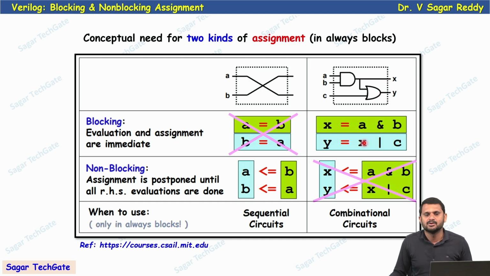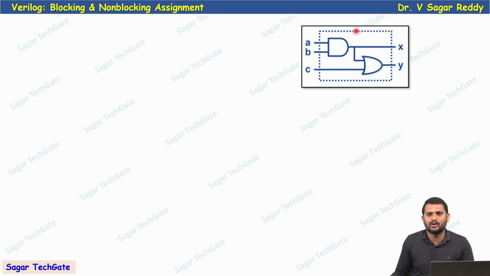So when should I use blocking and non-blocking? Now see, non-blocking is used for sequential circuits. Blocking statements are used for combinational circuits. In other words, for sequential circuit logic design, we use non-blocking statements, whereas for combinational logic design we will use blocking statements. Now see, for example, I want to design this combinational circuit. Just now we discussed which statement we prefer, blocking or non-blocking.